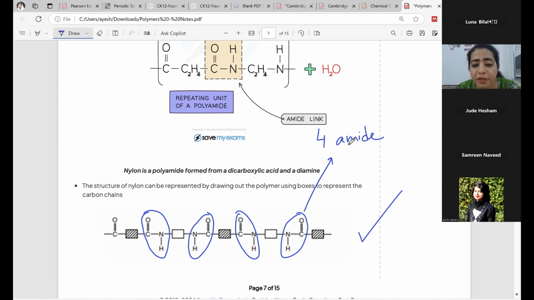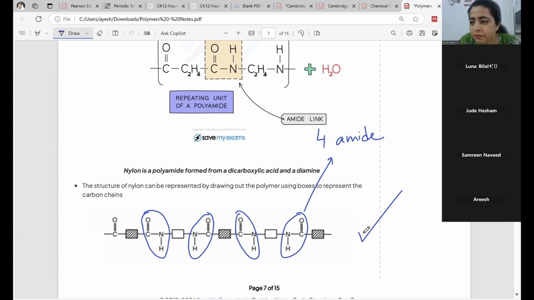Okay, 4 amide groups are there. My second question is, if 4 amide groups are there, how many monomers have connected together to make these 4 amide groups? How many monomers are connected together? Anyone else? How many monomers are making this polymer to make 4 amide groups?